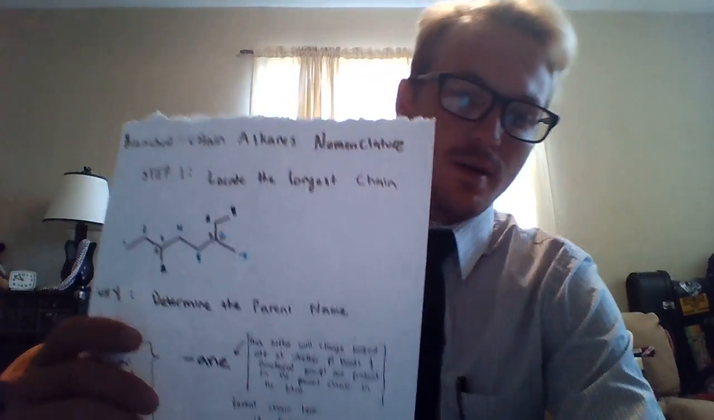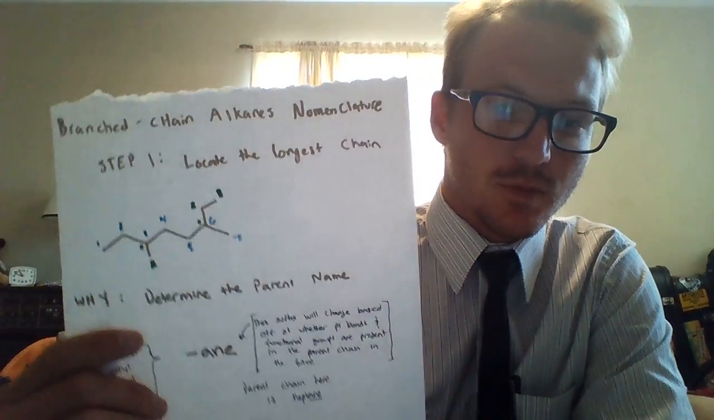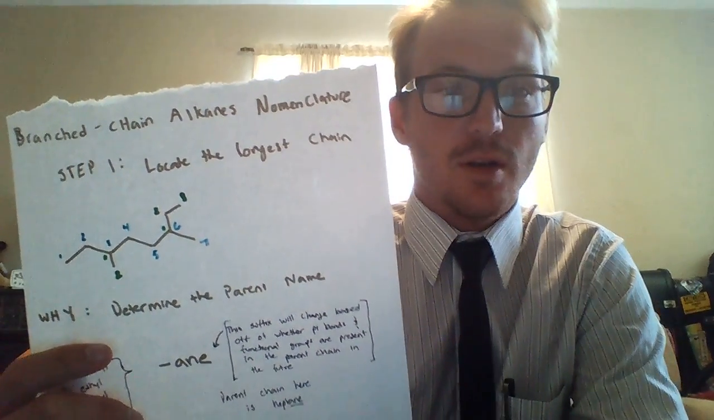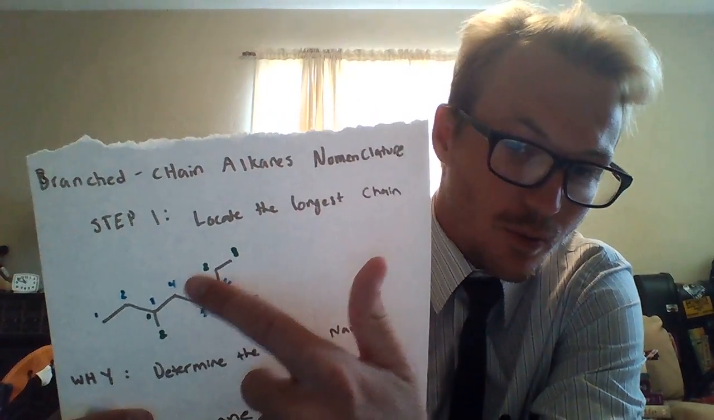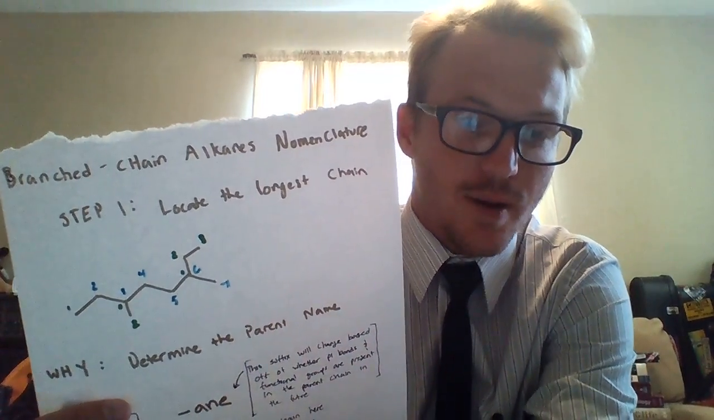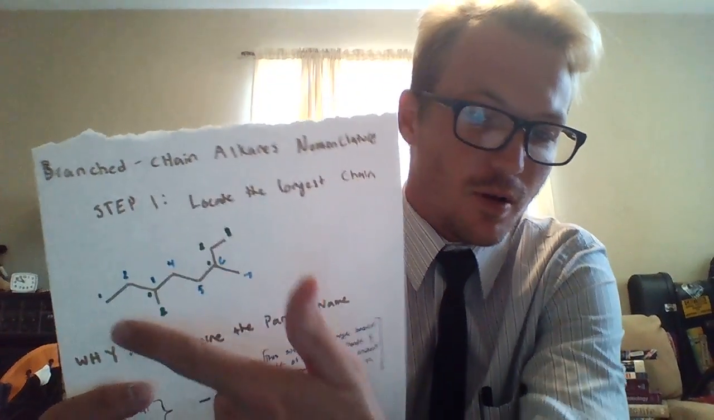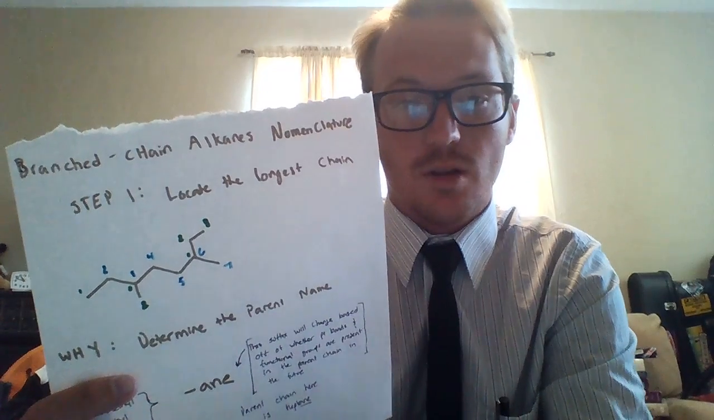So step one, identify the parent chain. That's incredibly simple. All you need to do is count the number of carbons, like I've done here, and whatever chain is the longest, that's your parent chain. In our case, our longest chain here is 7 carbons long, so we're going to have heptane.